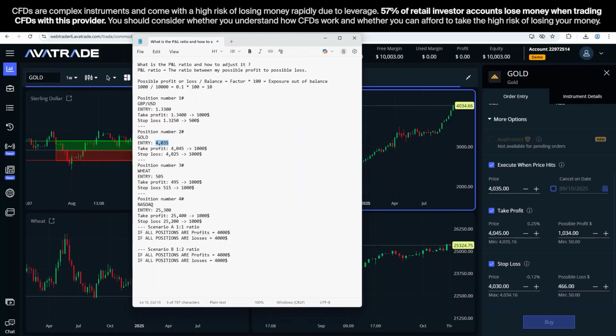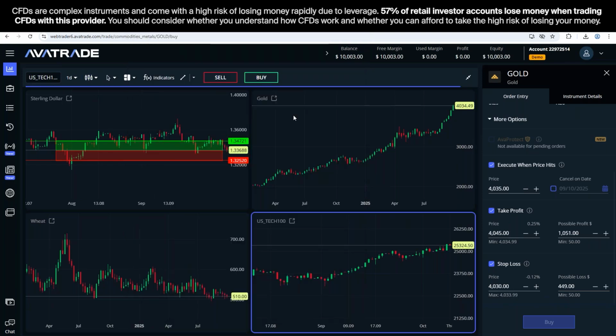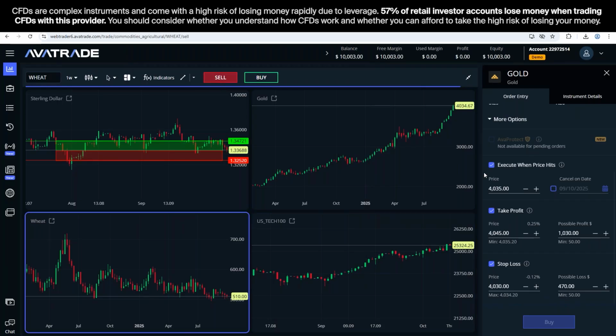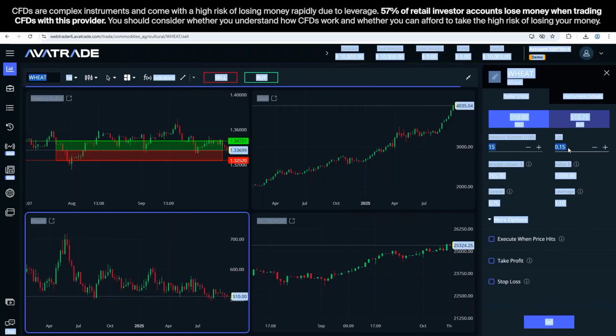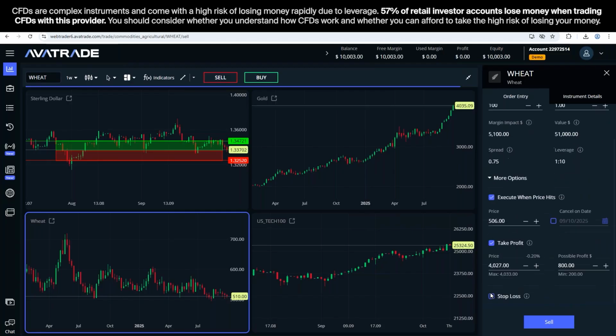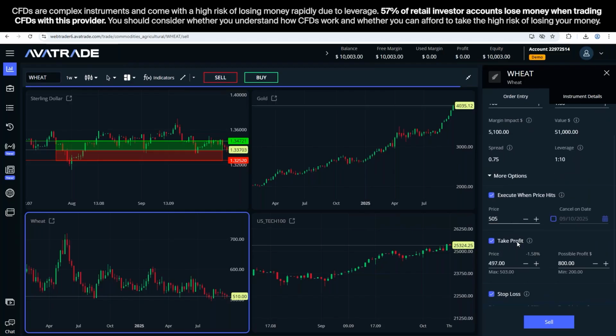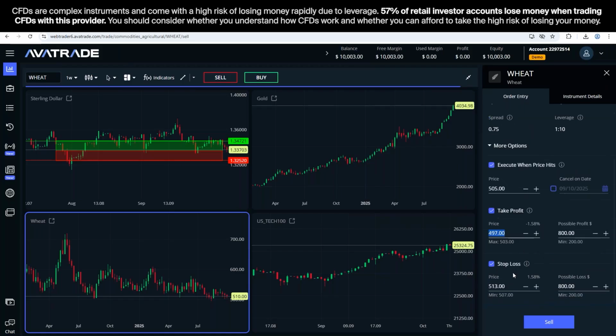And yeah, basically we're going to write it down. Okay, like this. And the last, oh, it's not the last. We still have one more to go. So we're going to click on here, click on sell, choose one lot, click here on execute when price hits, in take profit. This we had 505. This means that in a buy scenario, instead of having our stop loss $10 lower, we're going to make it half. Sorry, this should be 10.